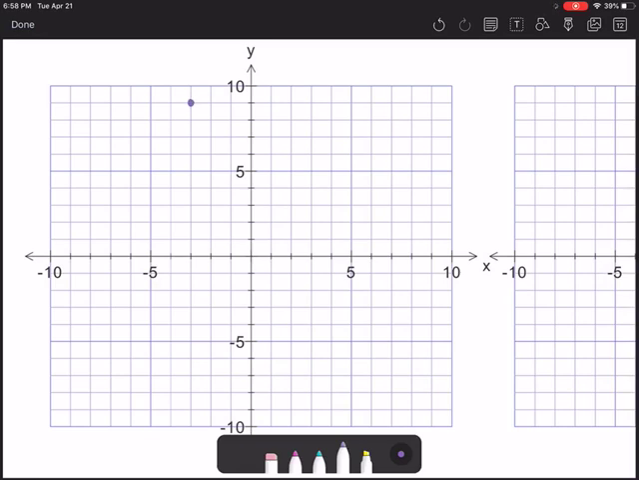Then we have -2, 4, -1, 1, 0, 0, 1, 1, 2, 4, and 3, 9. Now, we are going to connect these dots, but we're going to do so in a curve, because if you remember, the graph of a quadratic is a curve called a parabola, which means we are not making straight lines between each of these because that would be incorrect. We are going to draw a smooth curve, to the best of our ability.